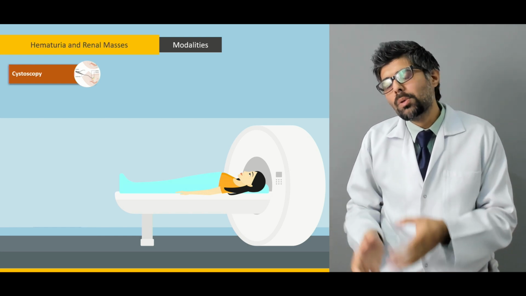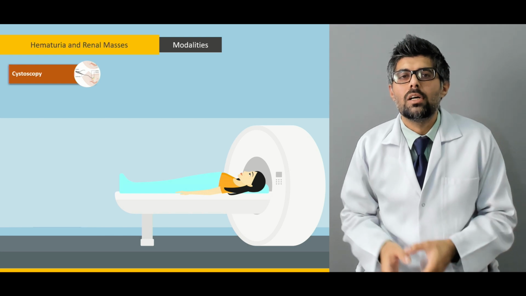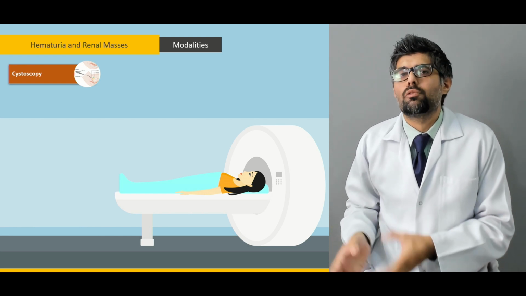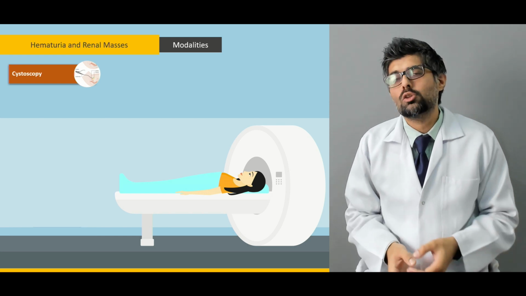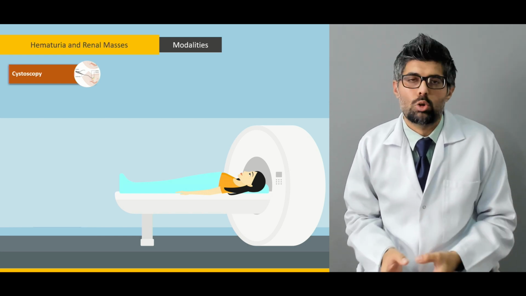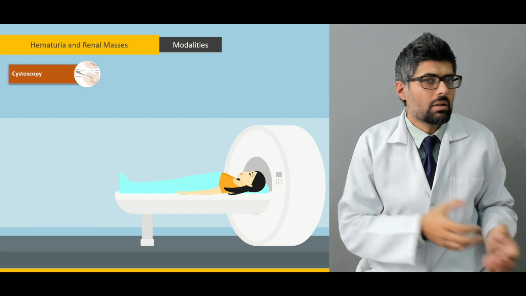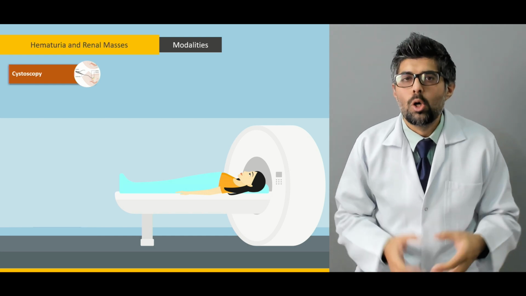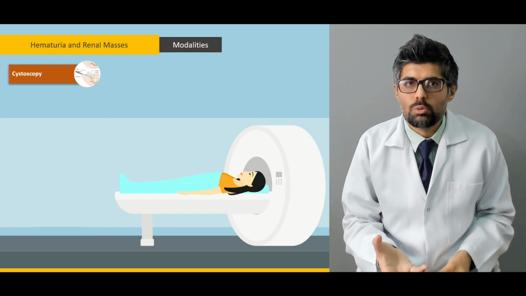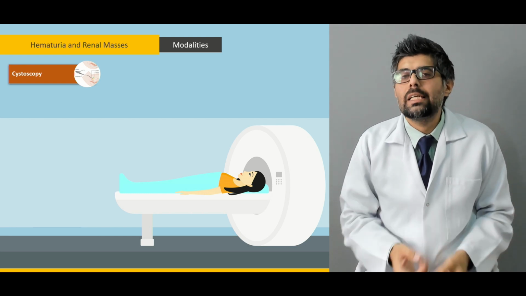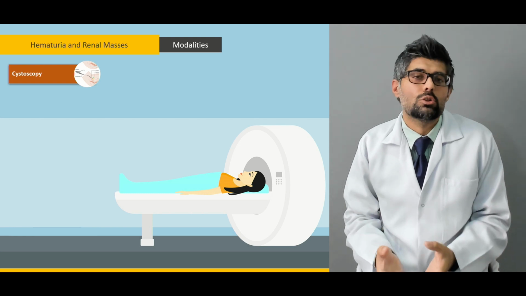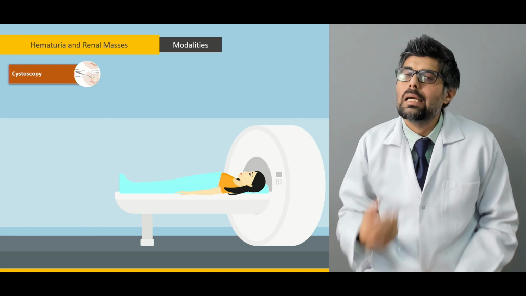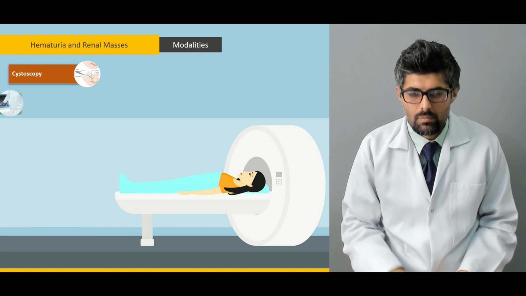Cystoscopy is usually indicated when the source of the blood is gross or frank. Microscopic hematuria does not warrant any mechanical intervention because instrumentation is one of the leading causes of urinary tract infection. So if cystoscopy can be avoided, it should be.